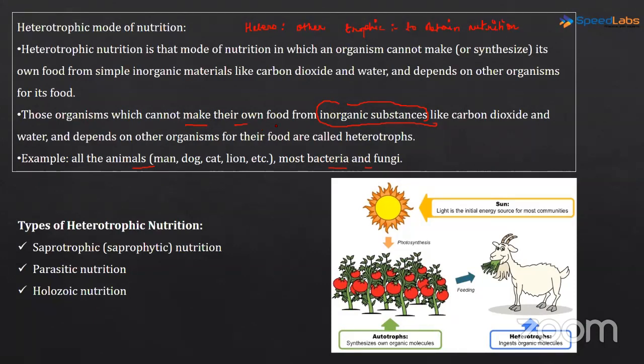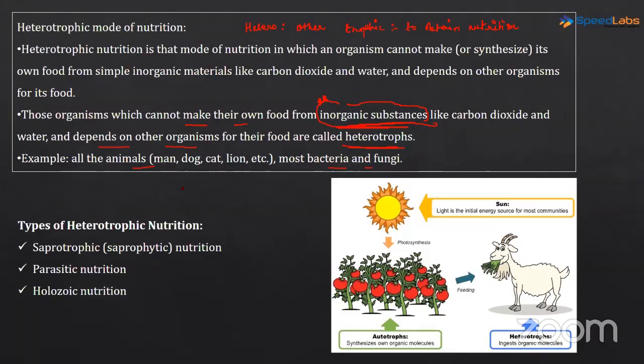These organisms which cannot make their own food from inorganic substances like carbon dioxide and water, and are dependent on other organisms for their food, are called heterotrophs. Okay, so again, focusing on inorganic substances is very important. Autotrophs will utilize inorganic substances, and heterotrophs cannot use them.